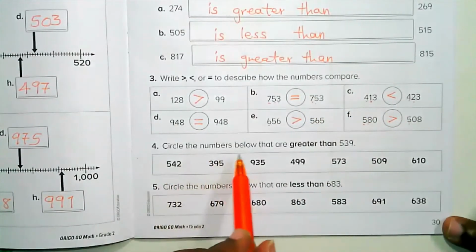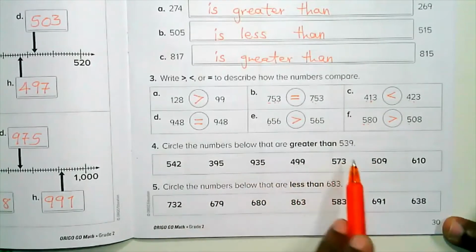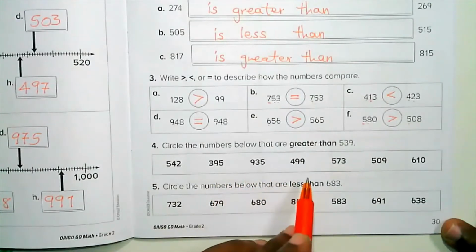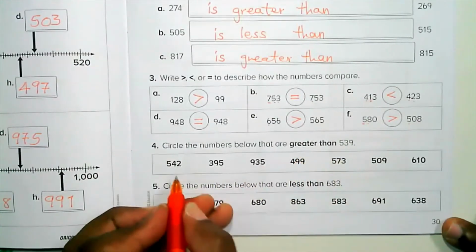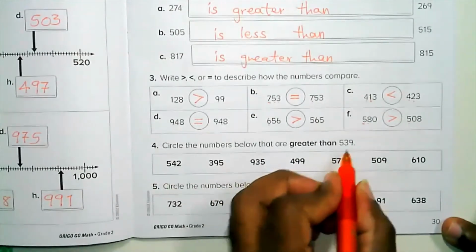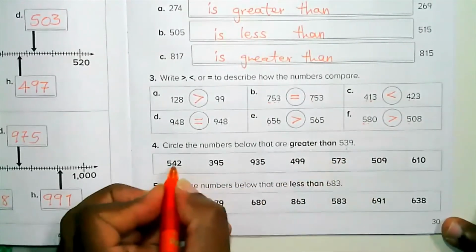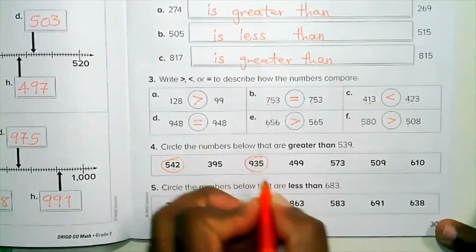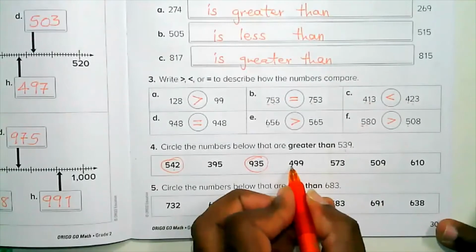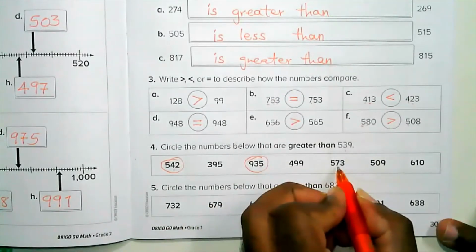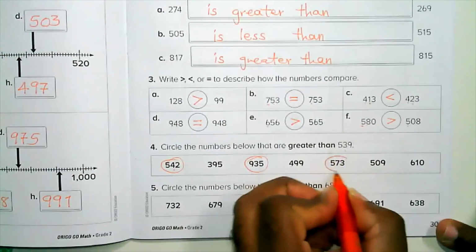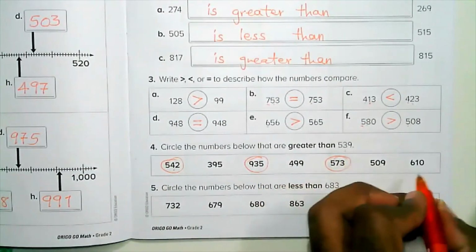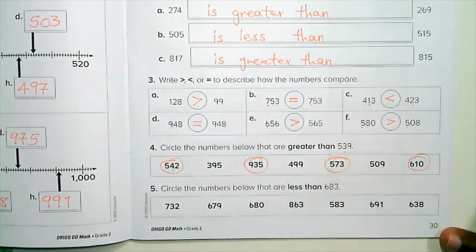Number 4, circle the numbers below that are greater than 539. 4 tens is greater than 3 tens. 900 is greater than 500. 4 is less. 7 tens is greater. 0 tens is less. 600 is greater.